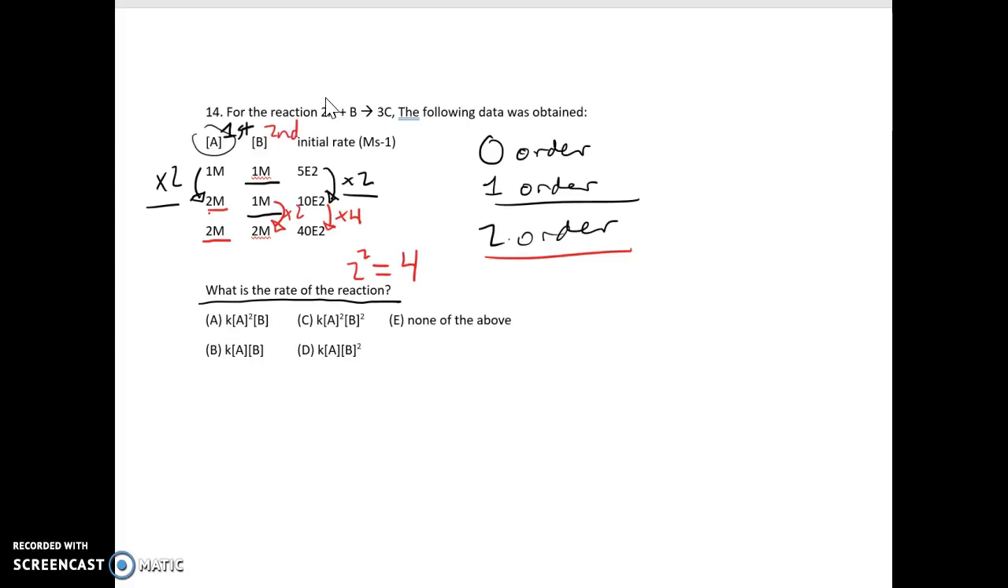So our rate of reaction is going to look like k[A] first order, [B] second order, or k[A][B]², and that's going to be D. That's our answer. Thank you.